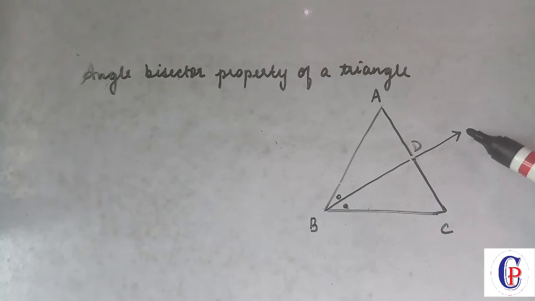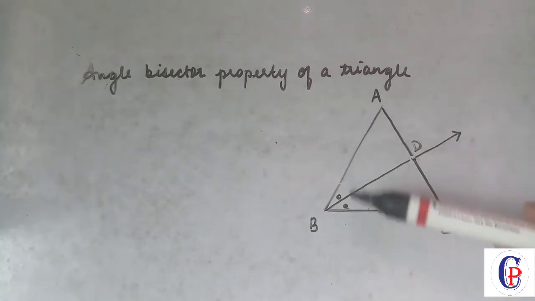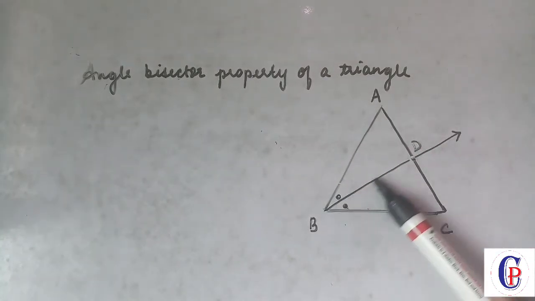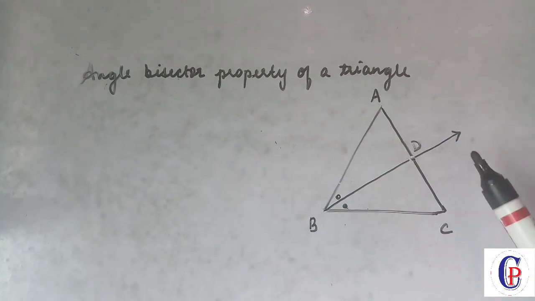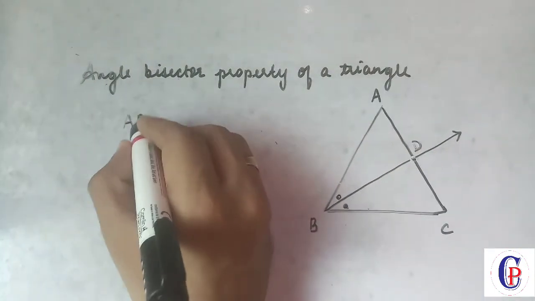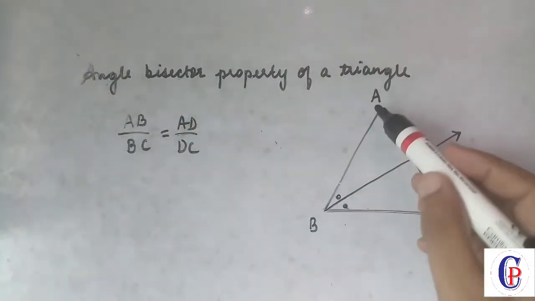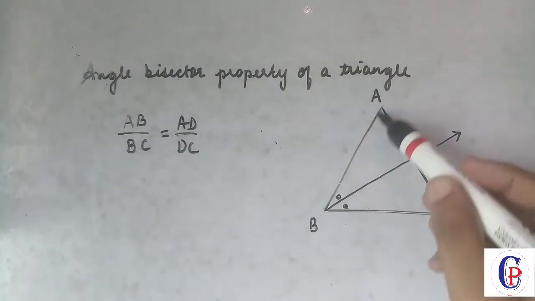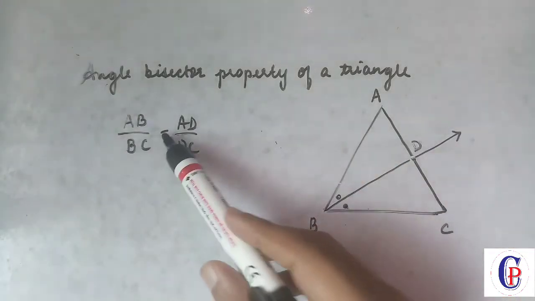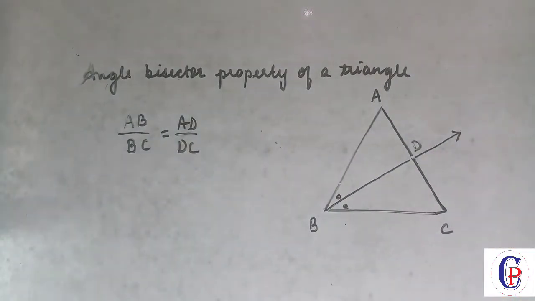So we have an angle bisector. Whenever you see such a diagram, that in a triangle there is an angle bisector, immediately your answer will be AB upon BC is equal to AD upon DC. That is AB upon BC.